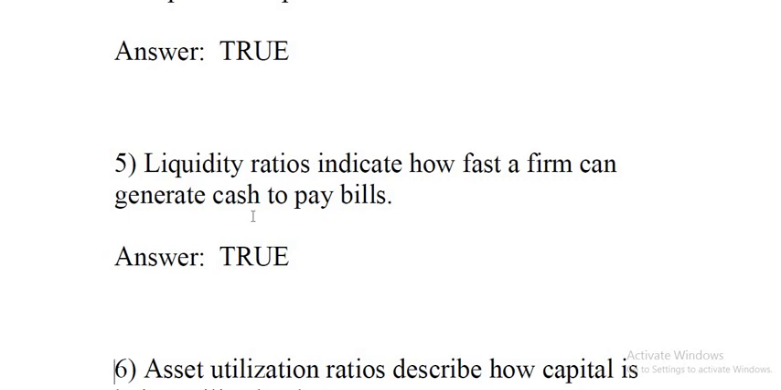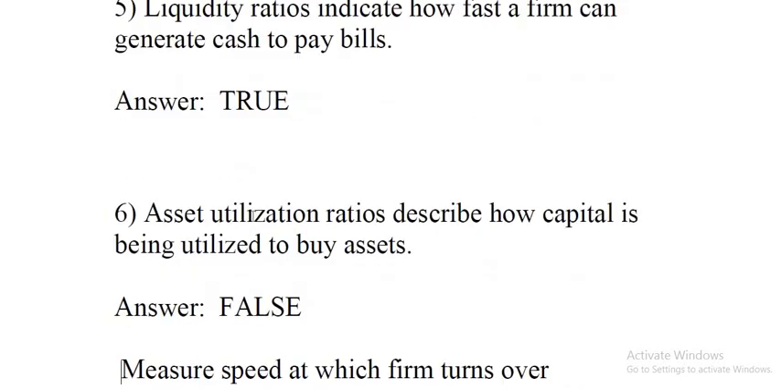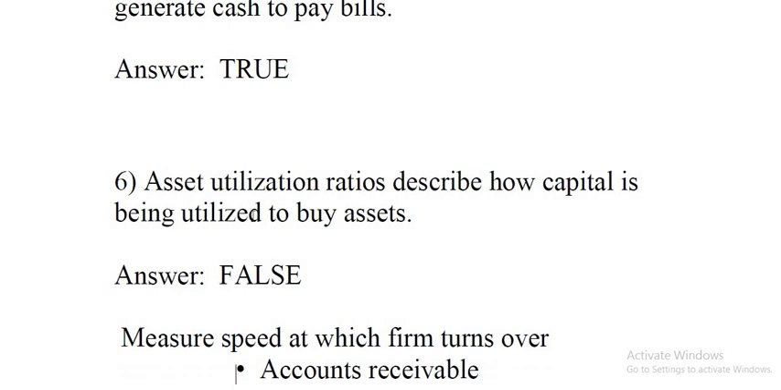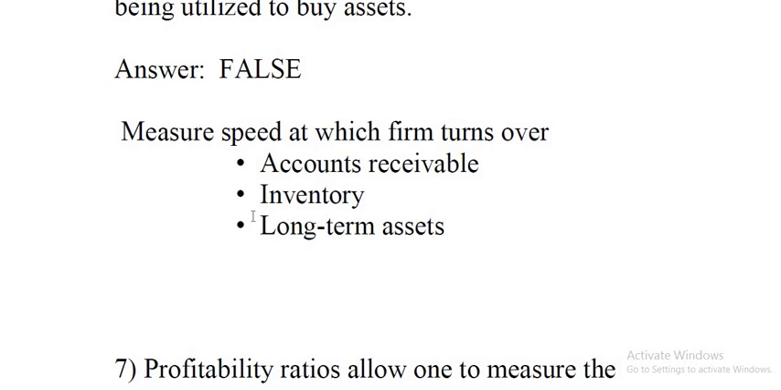The next question: asset utilization ratios describe how capital is being utilized to buy assets. This is false. Asset utilization ratios measure the speed at which the firm turns over accounts receivable, inventory, or long-term assets. Accounts receivable turnover, inventory turnover, or long-term assets turnover.